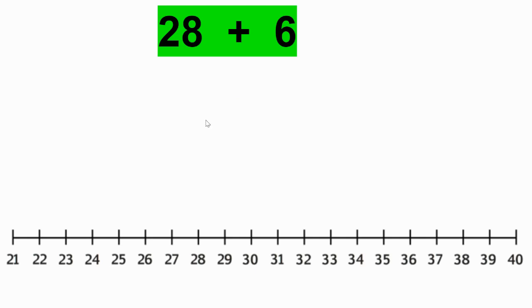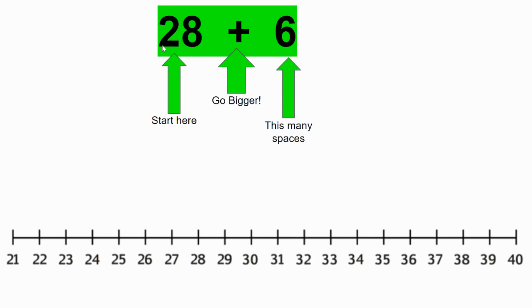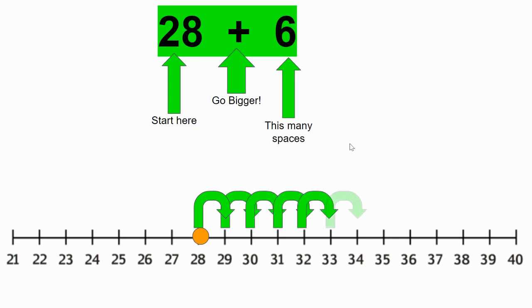I'm going to start with something you're familiar with, just adding positive numbers together. 28 plus 6. This first number is going to tell us where to start, so we'll start with 28. The plus sign tells us we're going bigger, we're going to more positive numbers. And then the positive 6 tells us we're going to move 6 spaces positively. So we'll start at 28, and then we'll move 1, 2, 3, 4, 5, 6 spaces. What's our answer? 34. Awesome.